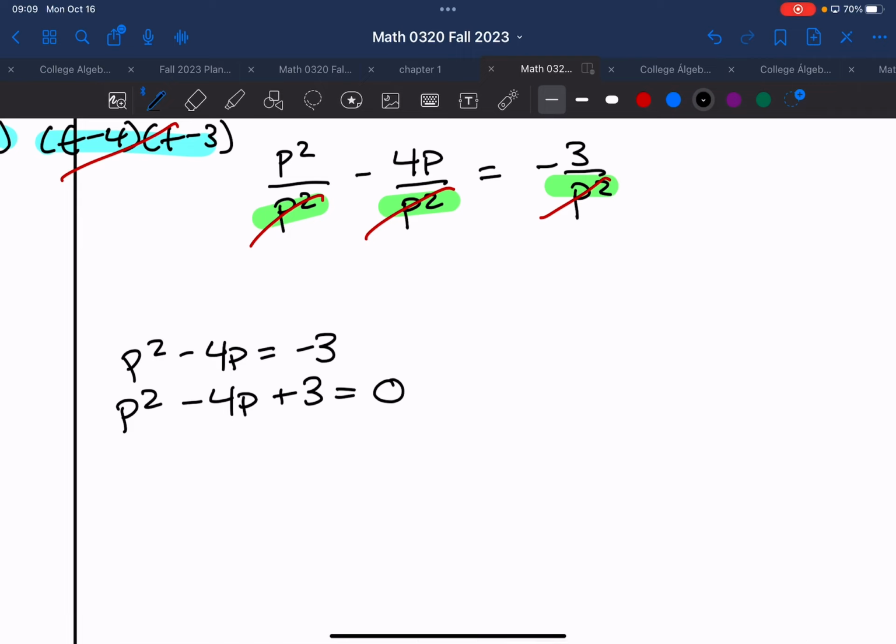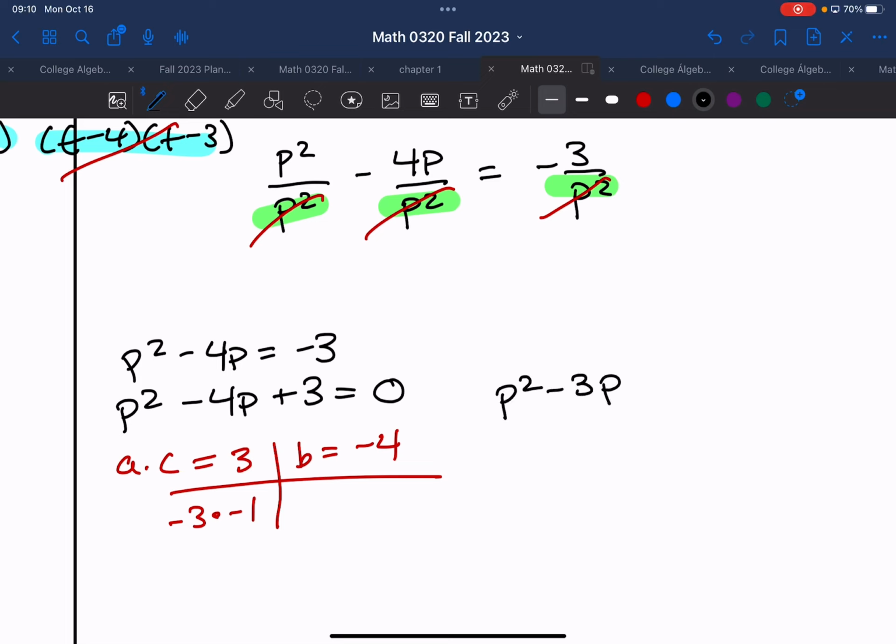I have a quadratic equation, so I know I need to factor. So what method are we factoring by? The AC method. And so what is my A times C? Good, 3. And what is my B? So what's two numbers that multiply to 3 but add to -4? Good, -3 and -1. So I have p squared minus 3p minus p plus 3 is equal to 0.